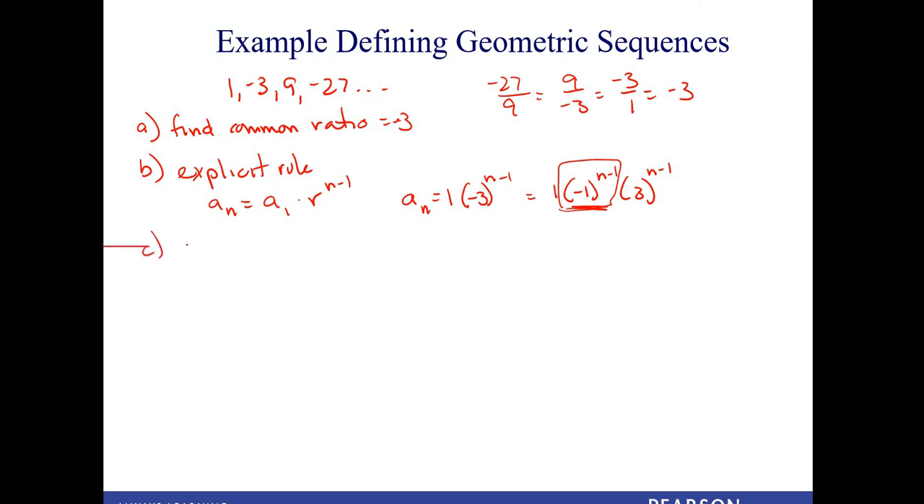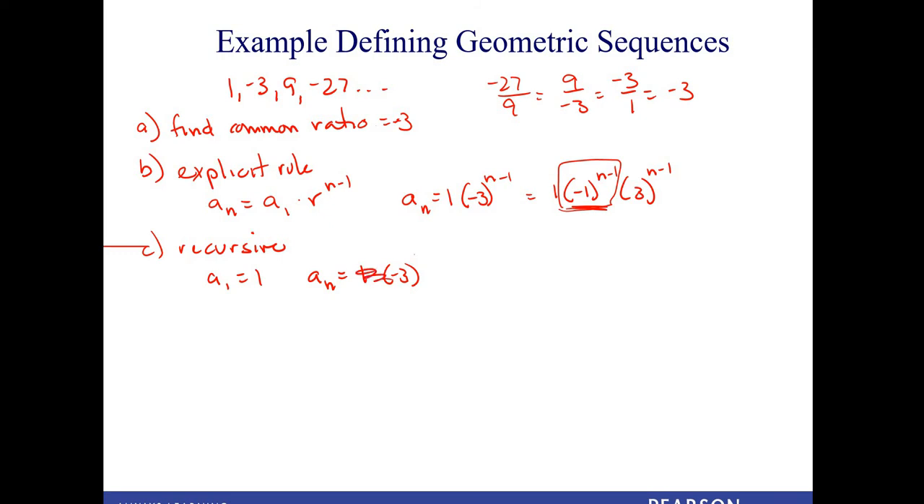All right, let's find a recursive rule. Again, with the recursive rule, I need to know that a sub 1 equals 1, and then a sub n would equal 1 times our r value, which in this case is -3, to the, we're doing recursive.